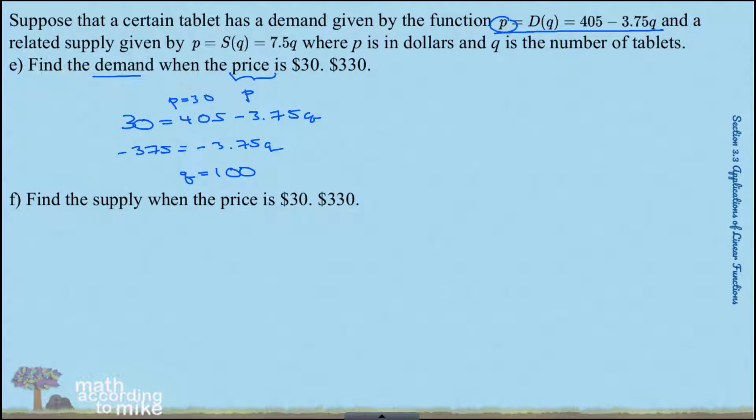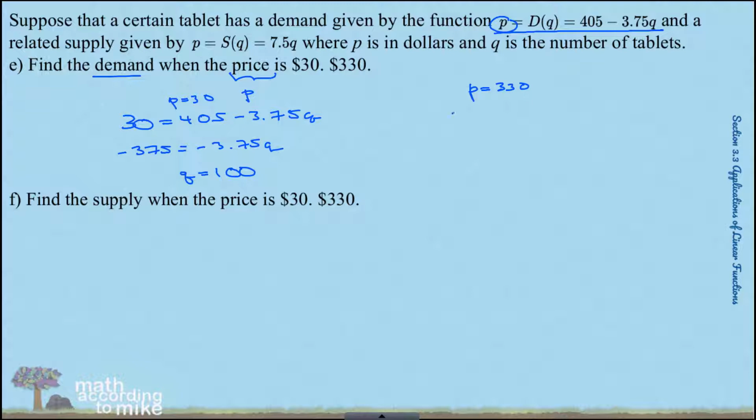So remember, when price goes up, what happens to demand? Hopefully you said it goes down. So when price now goes to 330, we should expect a smaller demand. So we should expect a number less than 100.